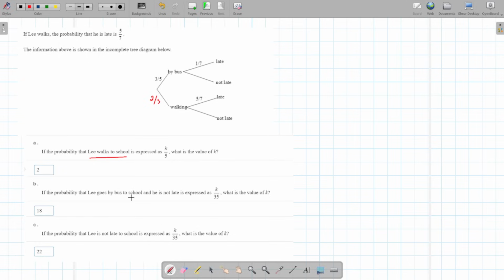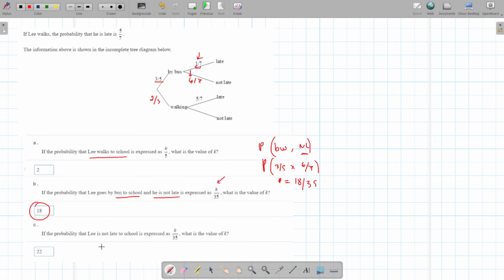What's the probability, we said part B, goes by bus and he's not late. So the probability of bus and not late. What's the probability of going by bus? 3 over 5. So you do times being not late. In this case, how do you find it? It's going to be 6 over 7. Why 6 over 7? This is 1 over 7. So you do 7 minus 1. You get 6 over 7. You do this, you get 18 over 35. What is K? 18.